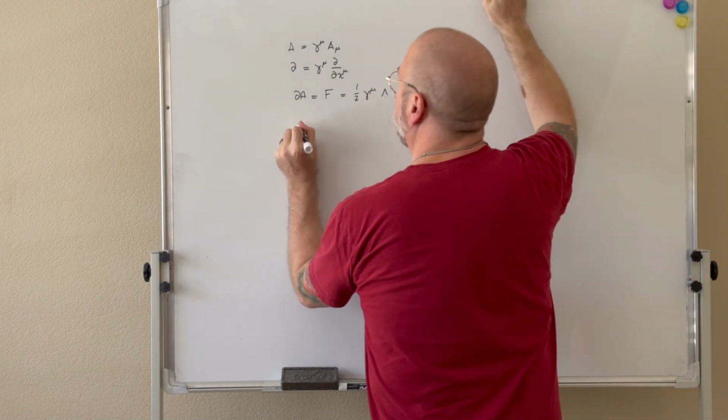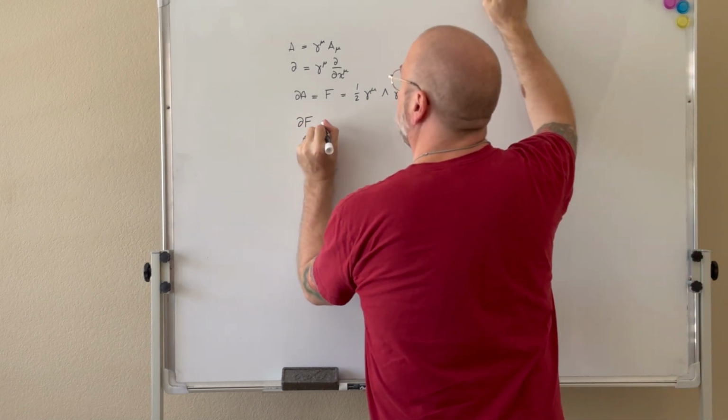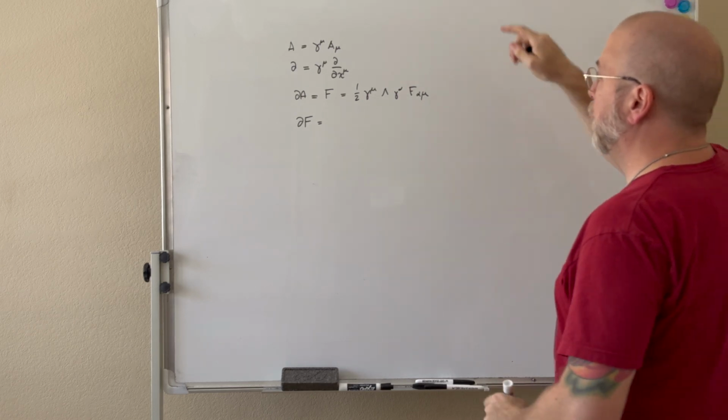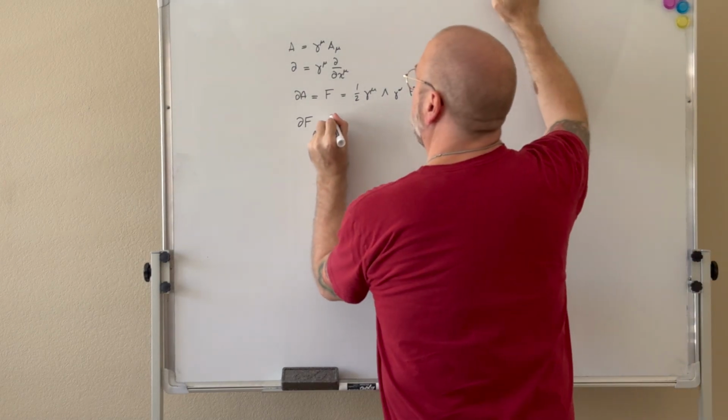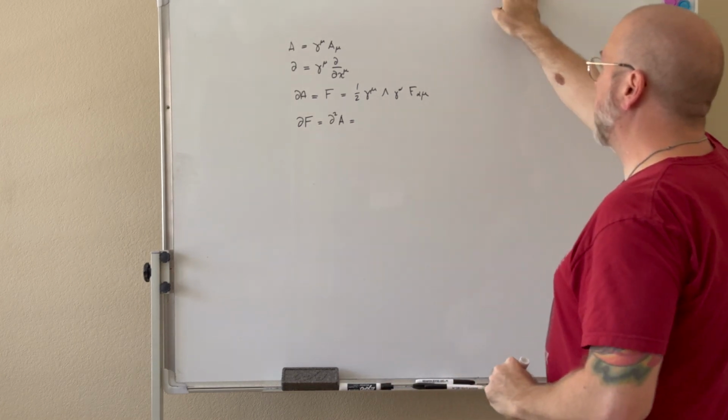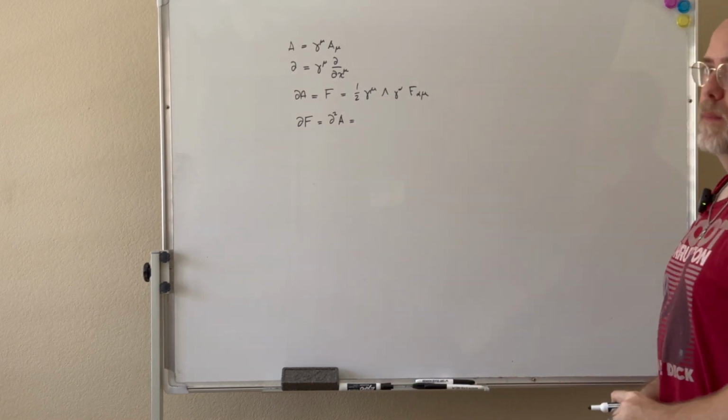So we don't have to worry about what happens when you change space-time coordinates. So naturally, the next step is to look at the derivative of F, applying the same thing. Of course, that would just be del squared of A. You can guess where that's going, right?